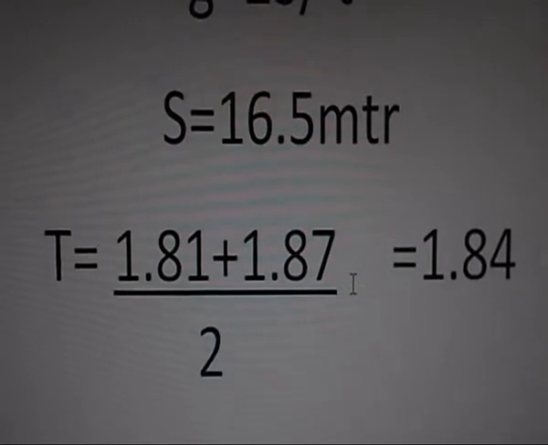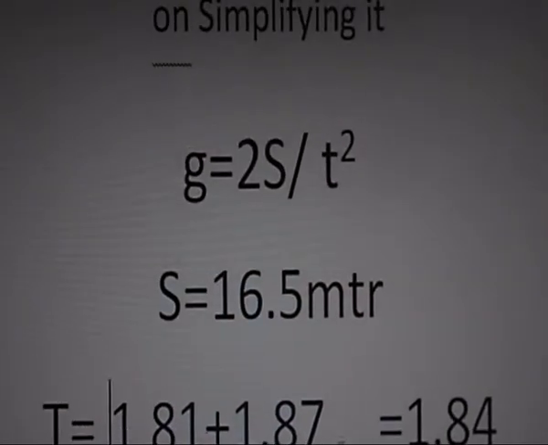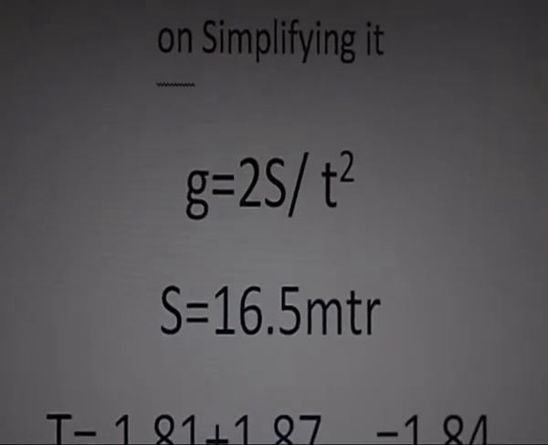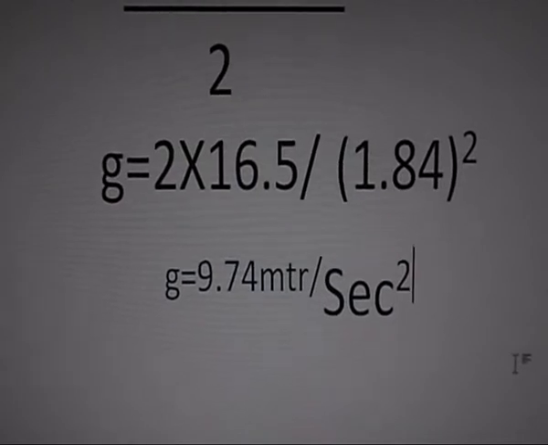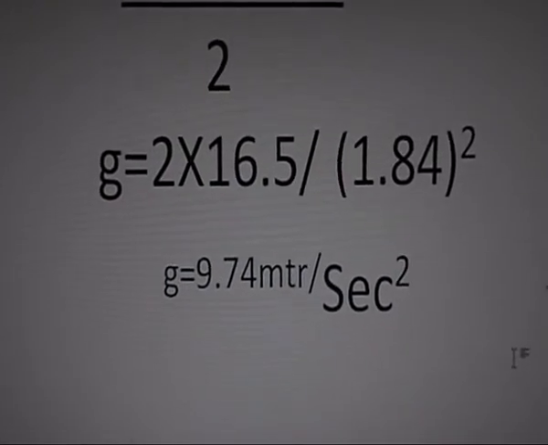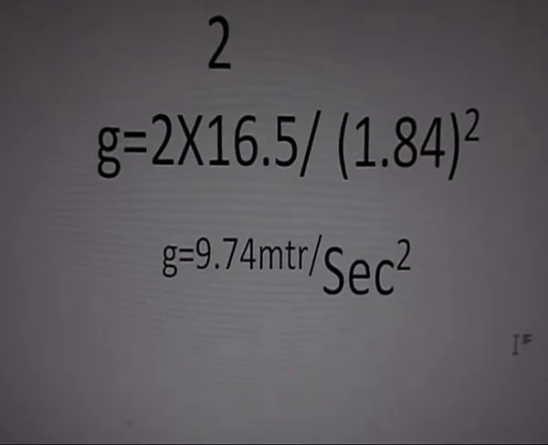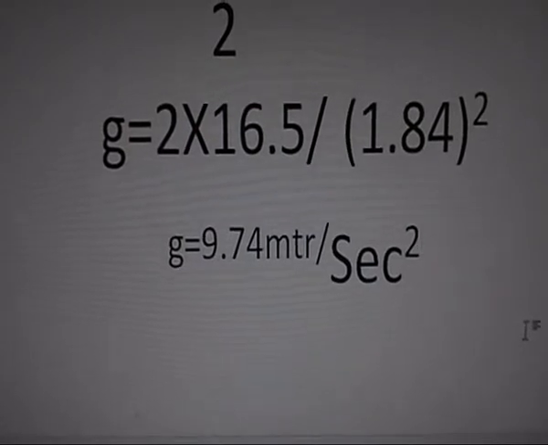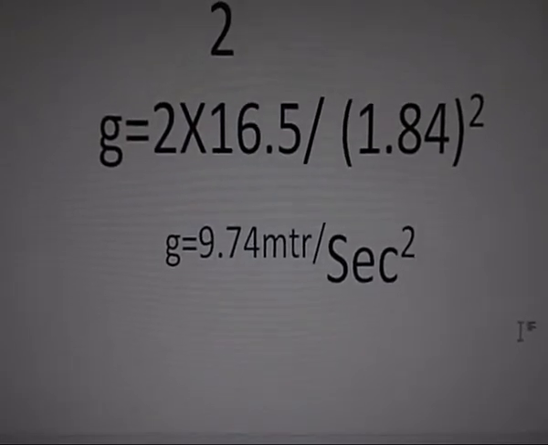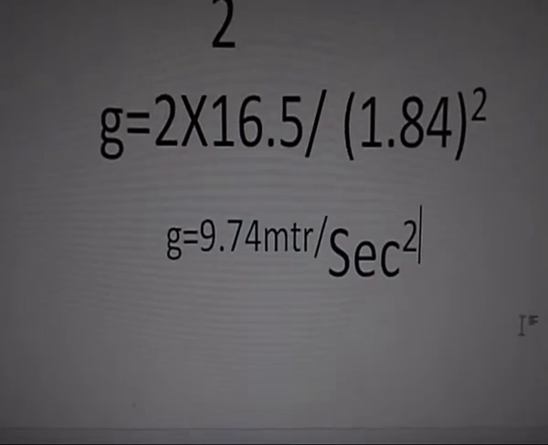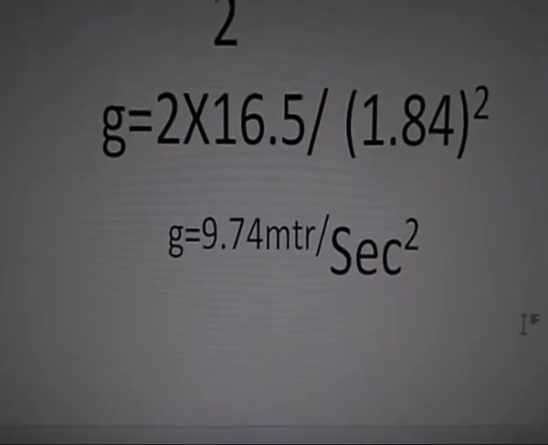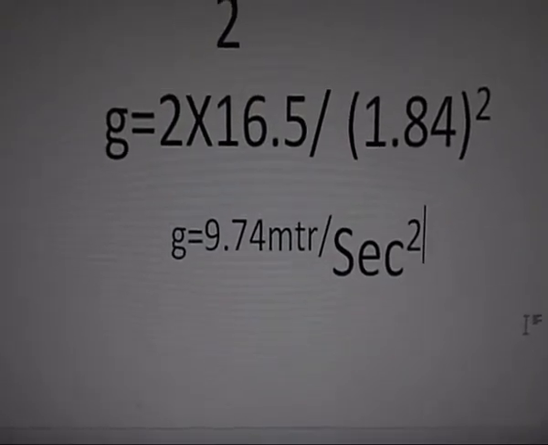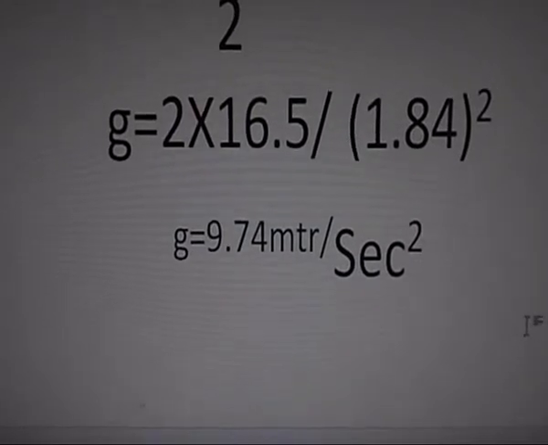And now we will put this value in our above formula, that is g is equal to 2S by t square, and we will find out the value of g. So substituting this value in the above formula, we get g as 9.74 meter per second square, which is quite close to the observed value of gravitational acceleration, which is 9.8 meter per second square. So this way we can calculate the value of gravitational acceleration.